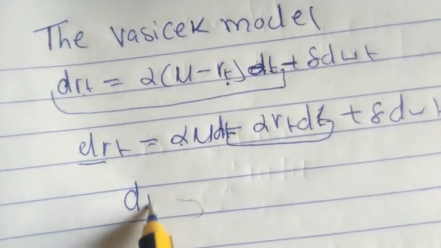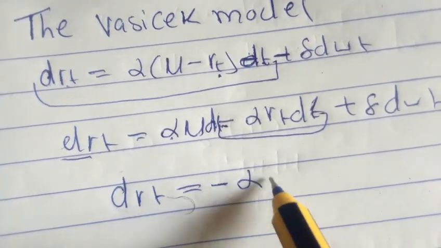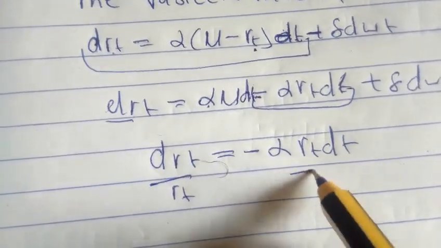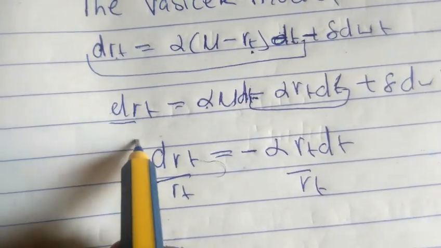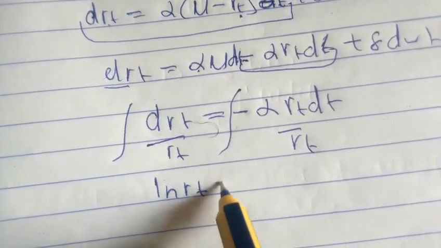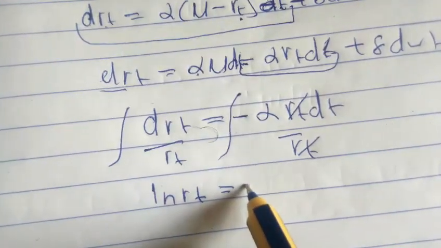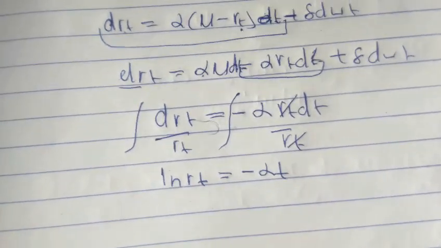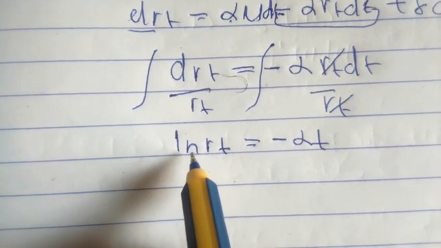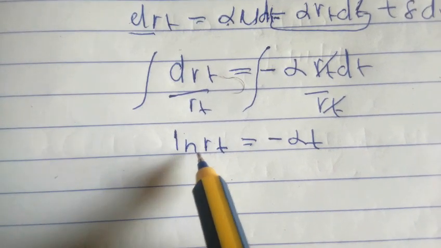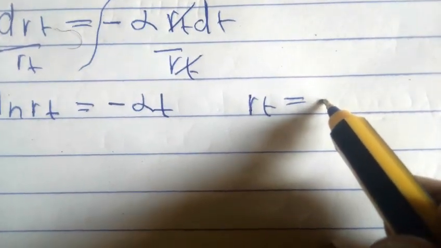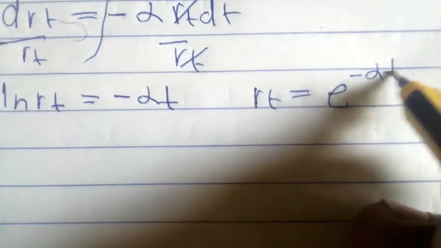So we are going to get dRT is equal to negative alpha RT dt. So we can divide both sides by RT, then we integrate both sides. For this one, you are going to get natural log of RT is equal to minus alpha T. In order to make RT the subject, we have to remove the natural log by taking the exponential. So we are going to get RT is equal to exponential raised to negative alpha T.